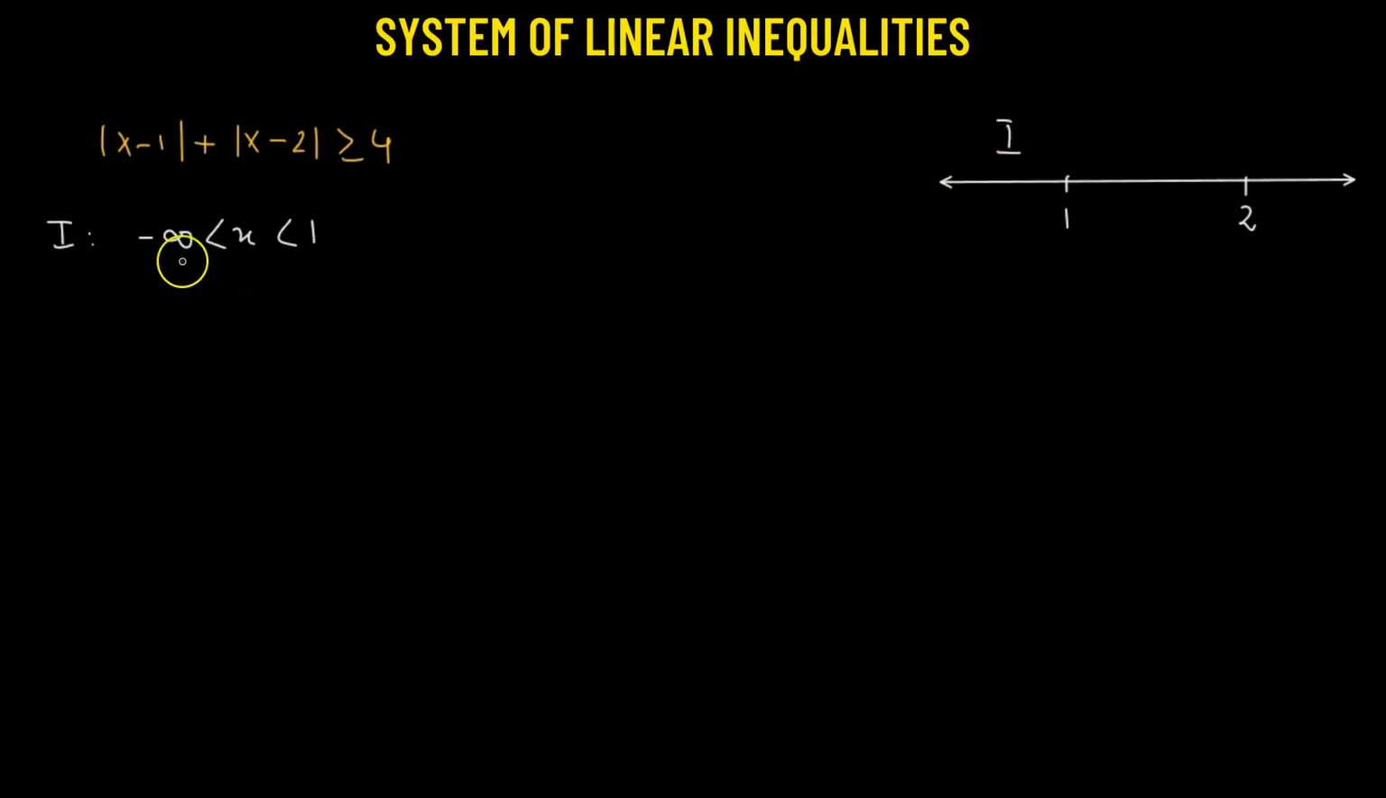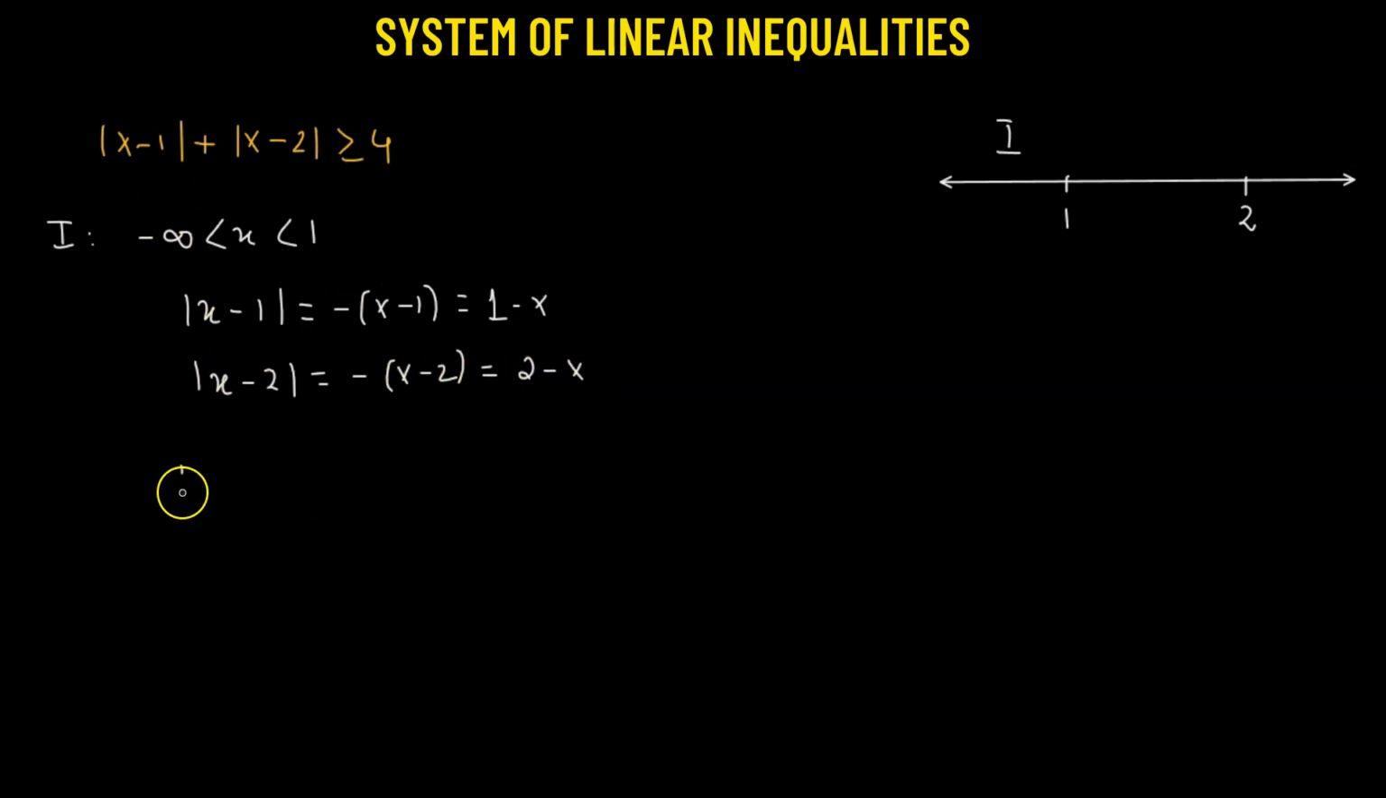So let's begin. We are now in region number 1, where x lies between negative infinity and 1. So that means the absolute value of x minus 1 is going to be negative of x minus 1, which is simply 1 minus x. Also, the absolute value of x minus 2 will be negative of x minus 2, or simply 2 minus x. That means now we can rewrite our inequality as 1 minus x plus 2 minus x greater than or equal to 4. This gives us 3 minus 2x greater than or equal to 4.